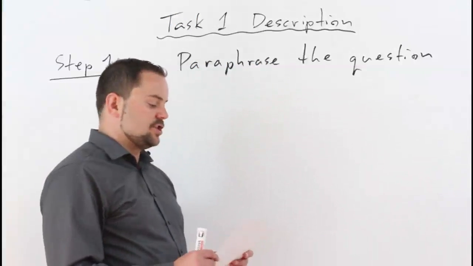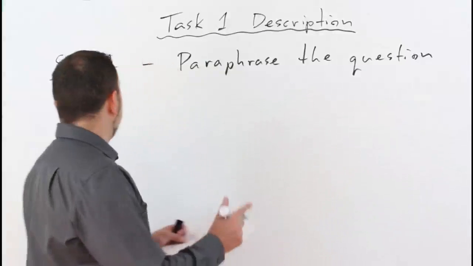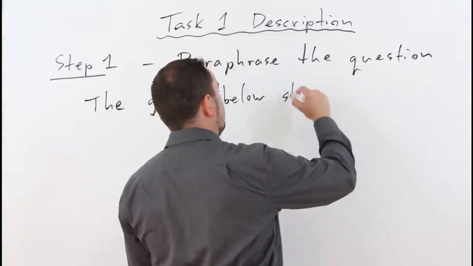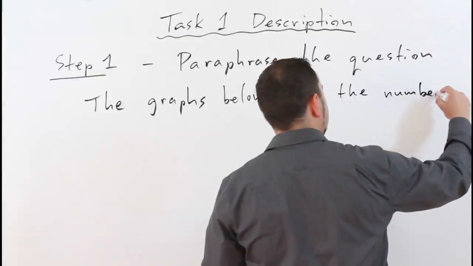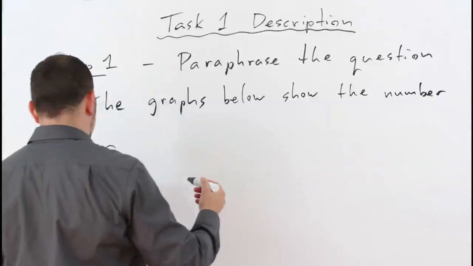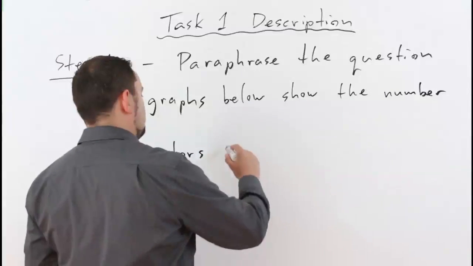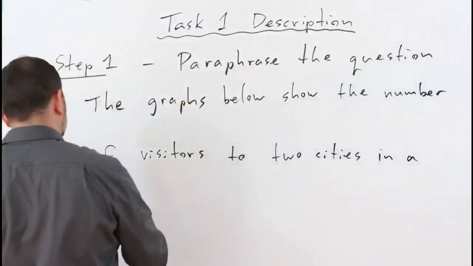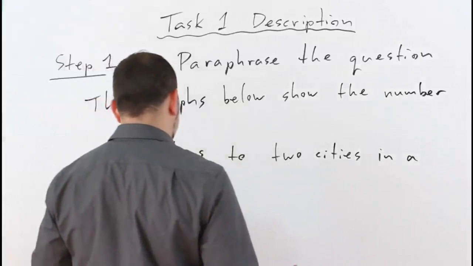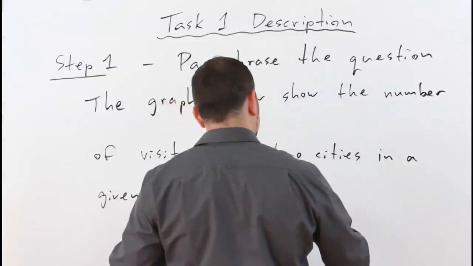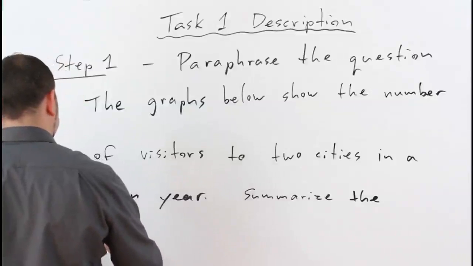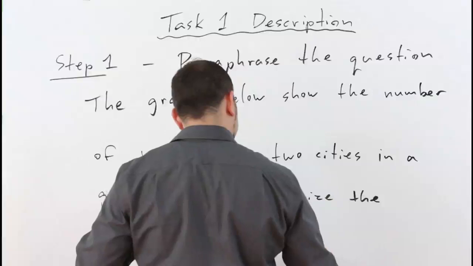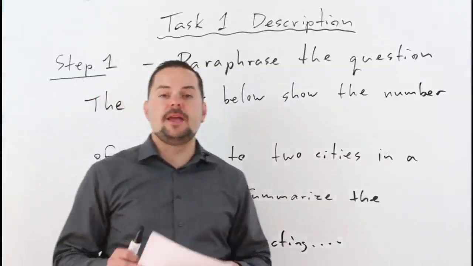So again, this question that we're using reads like this. The graphs below show the number of visitors to two cities in a given year. Summarize the information by selecting and reporting the main features and make comparisons where relevant.